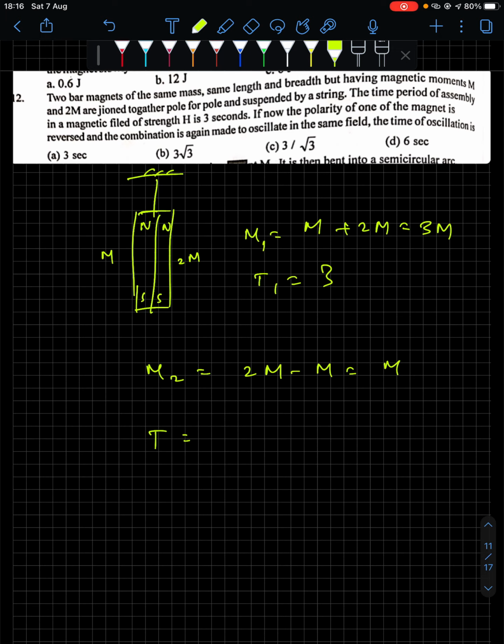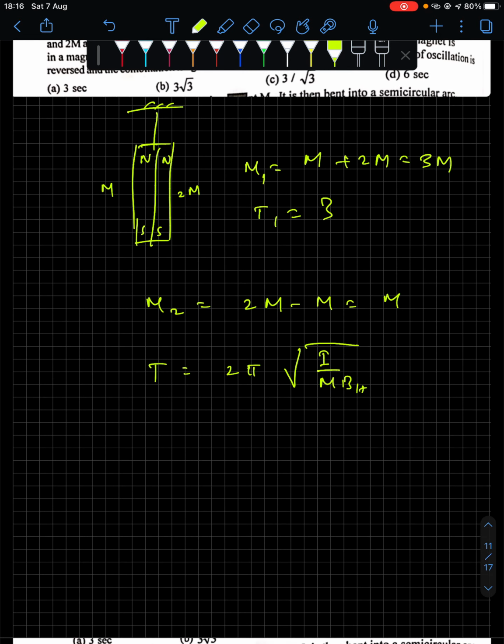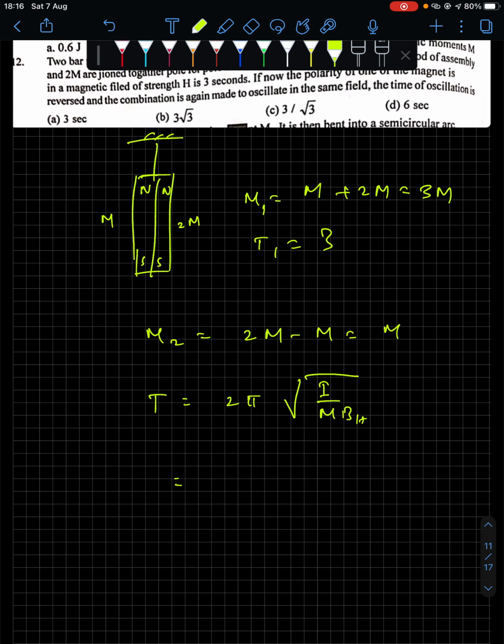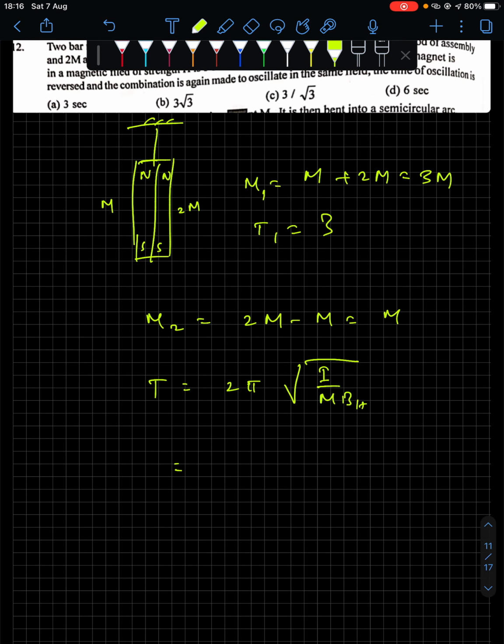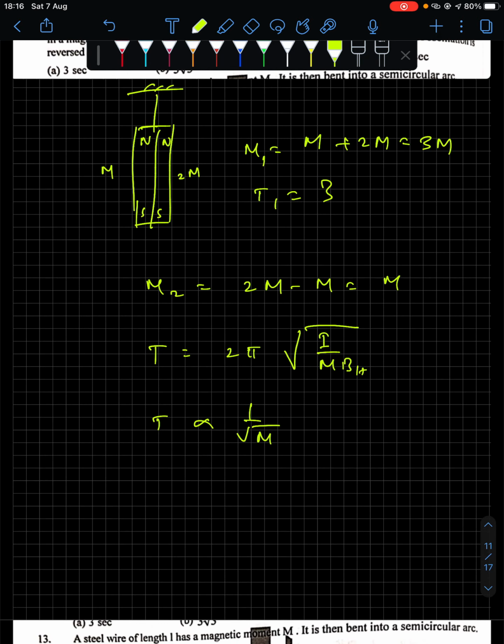So the time period relation is T equals 2 pi square root of I by mBH. Now since they are identical, the dimensions are the same and even the masses are the same, so the moment of inertia will be constant, and the field is the same, therefore BH will also be constant. So T is inversely proportional to square root of m.